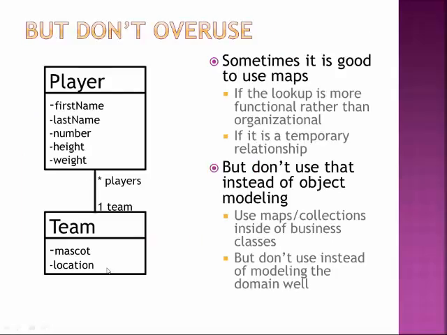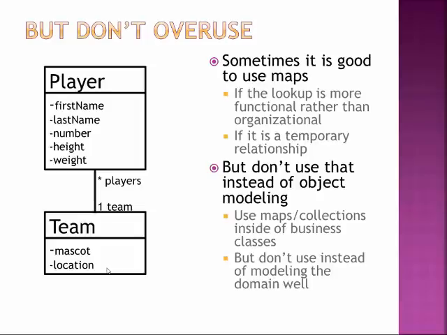Now, to be fair, it's a very powerful technique, but don't overuse it. In many cases, the easiest thing to do is in the player, I have a reference to a team, and I point to that team as a local variable inside of that. Or as a team, I have a list of players, and I point to that inside the team. The reason for doing the lookups is not basically to store data like that. That's not the whole point of maps.